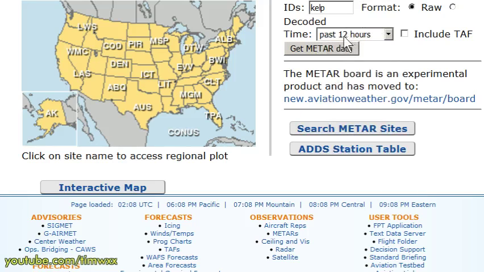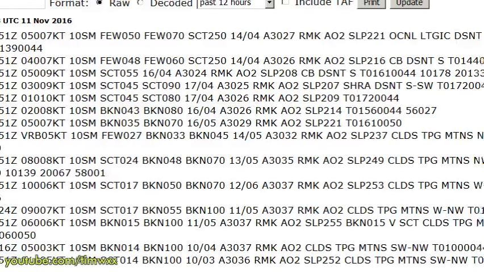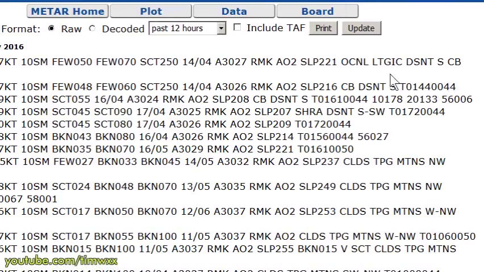let's see what El Paso is reporting here. Looks like a lot of broken clouds at 8,000 feet, a lot of mid-level clouds. They've got a report here last hour of occasional lightning in cloud, distant south, and cumulonimbus cloud distant south. So it looks like there is a little bit of instability taking place there.